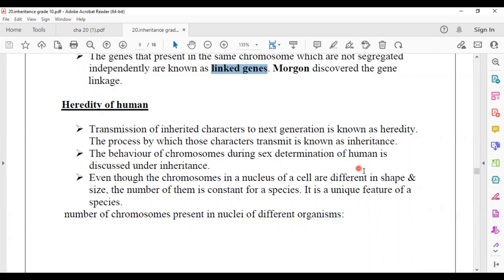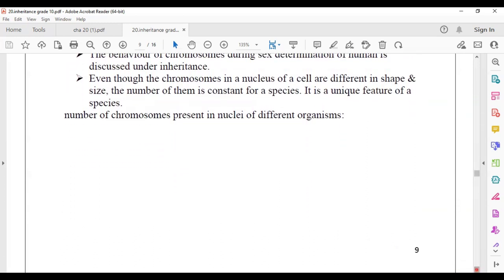Inside the nucleus of a cell, there are the chromosomes. In the sixth lesson, you saw this inside the cell. Even though the chromosomes in a nucleus of a cell are different in shape and size, the number of them is constant for a species. Different species have a constant number of chromosomes. It is a unique feature for a species. We can identify any species by counting the number of chromosomes inside their nucleus. It is only inside them, not in other species. We will see some organisms with the number of chromosomes inside their nuclei.